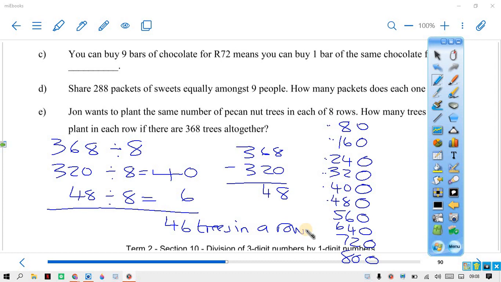Not 48, 46 trees. 48 divided by 8 is 6. So it's 46 trees in a row. Not all together, in a row. They're telling you in total you have 368, and you want to share it in 8 rows. So in each row you have 46. Okay. When you finish copying, tell me, and then I'll just explain to you B, C, and D, and then you can start with your homework.